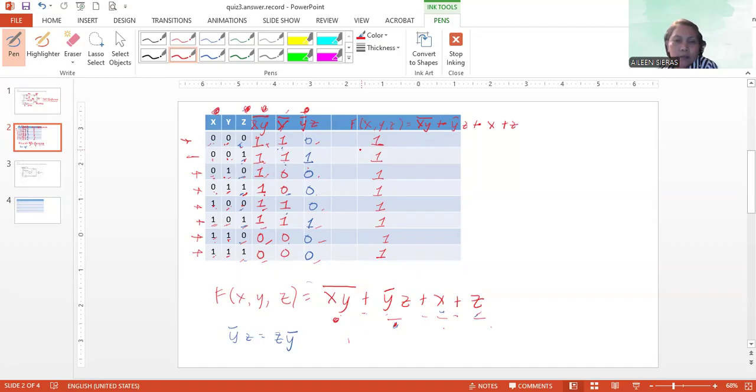So this is the truth table of the logic circuits, of the type A logic circuits. So if you got this one, so meaning you have 10 points for this, 20 points for this. Okay, this is for the type A.